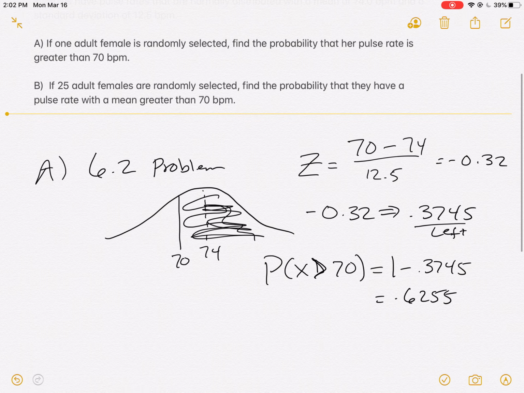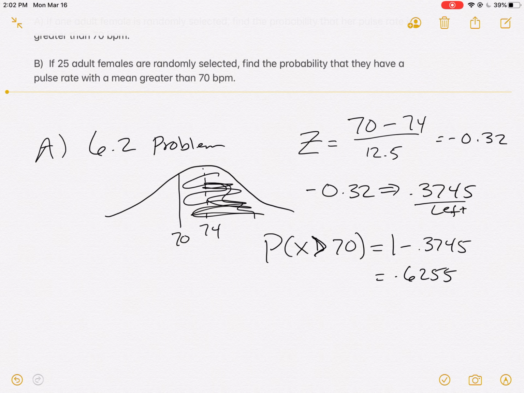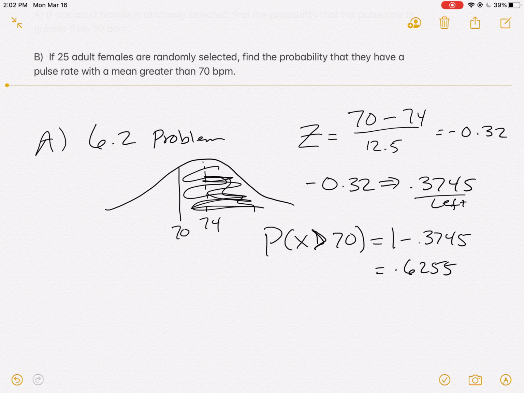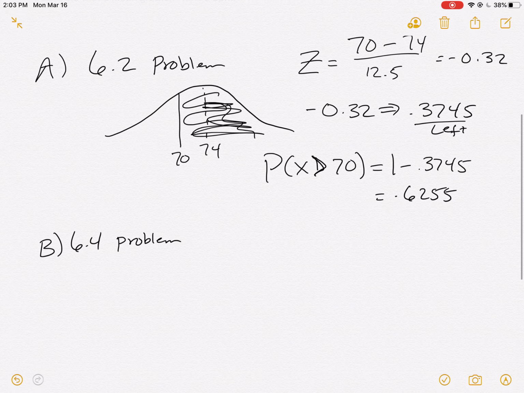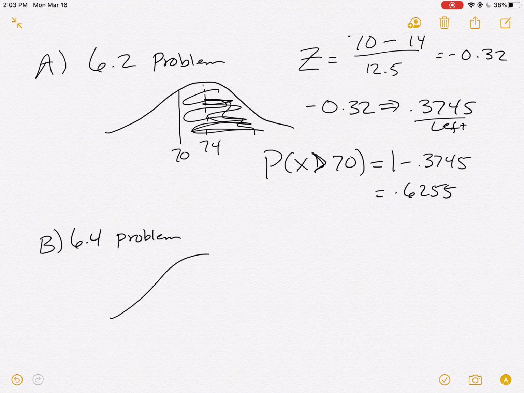0.6255. Now take a look at B. I've just slid it up to the very top of the screen. If 25 adult females are selected, find the probability that they have a pulse rate with a mean greater than 70 beats per minute. This is what every true 6.4 question looks like. So this is a 6.4 problem, and the reason is we're dealing with a group of 25. We're able to get by with a group of 25 even though 25 is less than 30 because the original distribution was normally distributed. So we're welcome to continue to use a normal distribution.